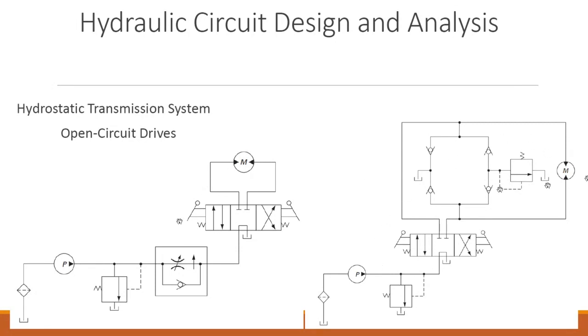So this is the braking system, and it's open circuit because you see the oil goes to the tank. And this is what we saw earlier, in which we can control the direction and also the motor in both directions. It's also open circuit because the oil after doing work at the hydraulic motor stage goes back to the tank. So both of these examples that we saw earlier are open circuit drives.